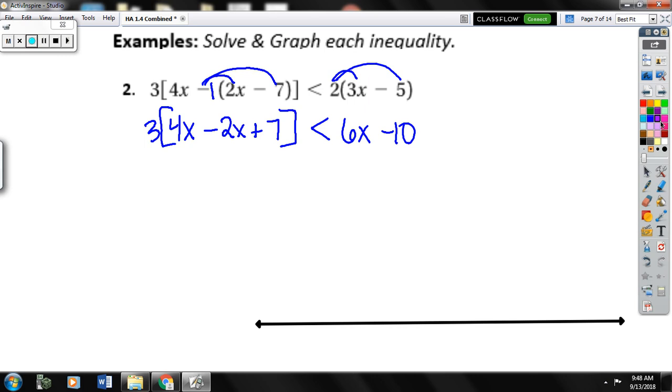Now you have options. You could distribute the 3 to everything on the left-hand side, but I probably would combine like terms first. 4x minus 2x is 2x. And then distribute my 3.